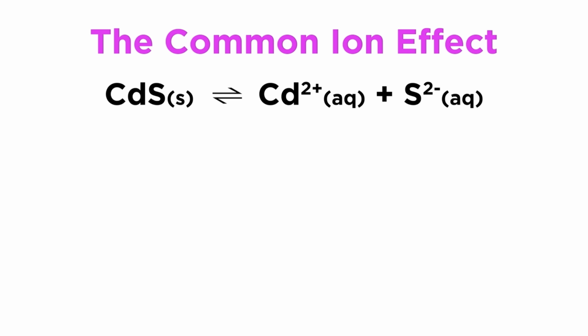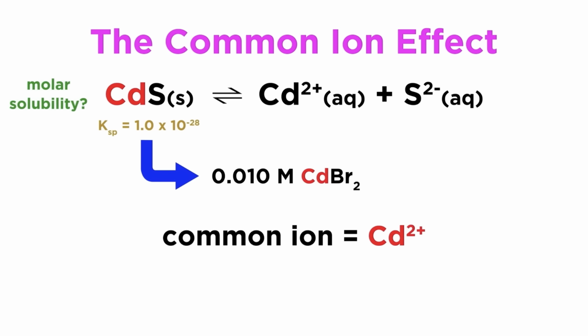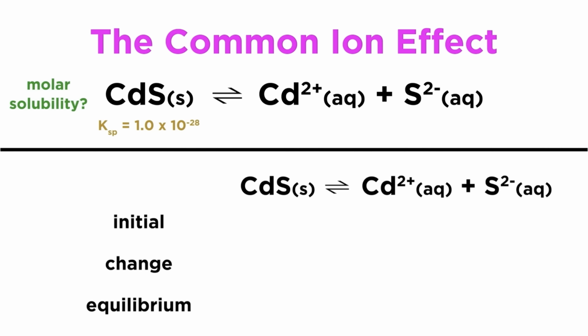Let's look at this more quantitatively. Cadmium sulfide has a Ksp value of 1 times 10 to the negative 28. If we place some cadmium sulfide in a 0.01 molar cadmium bromide solution, what will be the molar solubility of the cadmium sulfide? So first we must recognize that the common ion in this situation is cadmium, as it is present in both compounds. Let's then set up an ICE table for the cadmium sulfide equilibrium.